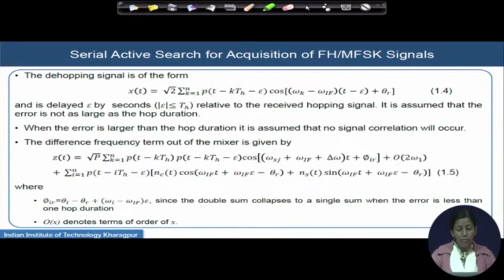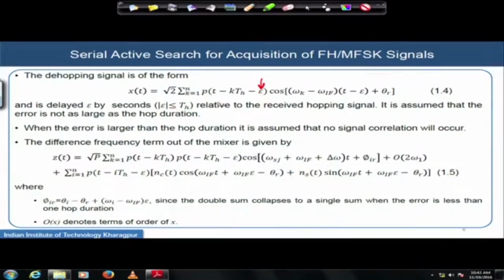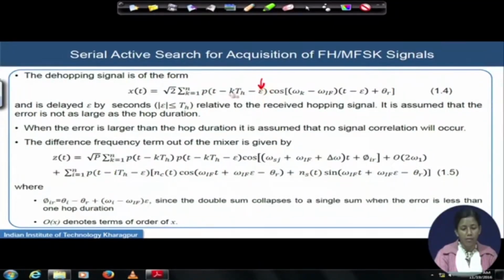After that, when the dehopping happens, the dehopped signal x(t) will look like this. We understand that in the dehopped signal we cannot omit the error that we considered in the time-frequency diagram. The error was in terms of epsilon, and when the dehopping is done, if the time synchronization between the frequency synthesizer of the receiver and that of the transmitter is not re-established, the dehopped signal will definitely reflect that error in time.